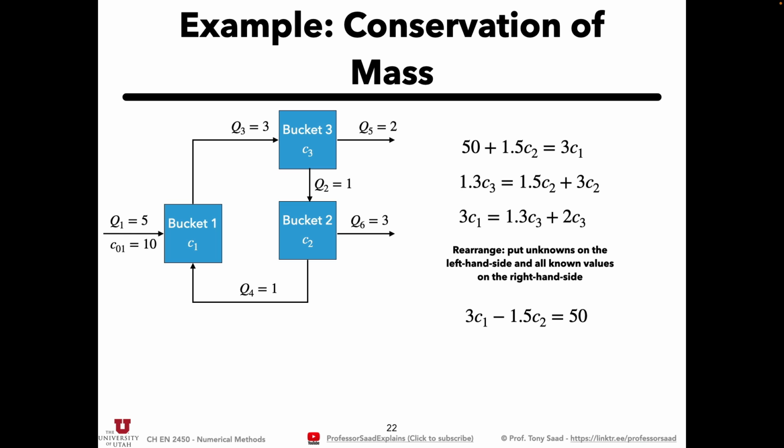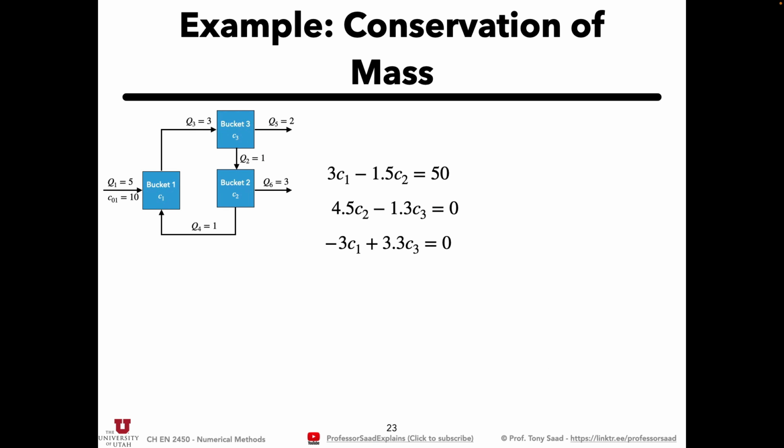So on the first equation, I know C1 and C2 are the unknowns. What I know is 50. I put it on the right-hand side. For equation 2, I have 4.5 C2 minus 1.3 C3 is 0. And finally, for the last equation, minus 3 C1 plus 3.3 C3 equals 0. Okay, that's great.